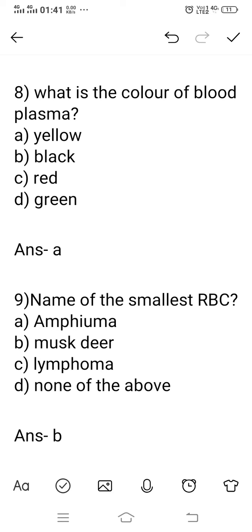Actually, generally blood is divided into two parts. Number 1, blood corpuscles. Number 2, blood plasma. The blood corpuscles are generally of 3 types: RBC, WBC and platelet. RBC and platelets are generally red in color, but white blood cells are generally white or colorless, but blood plasma is generally yellow in color. So the right answer is option number A, yellow.